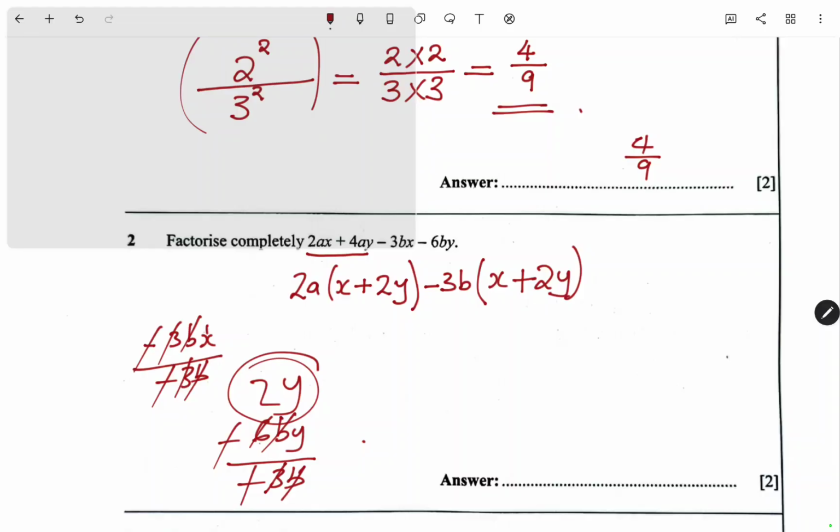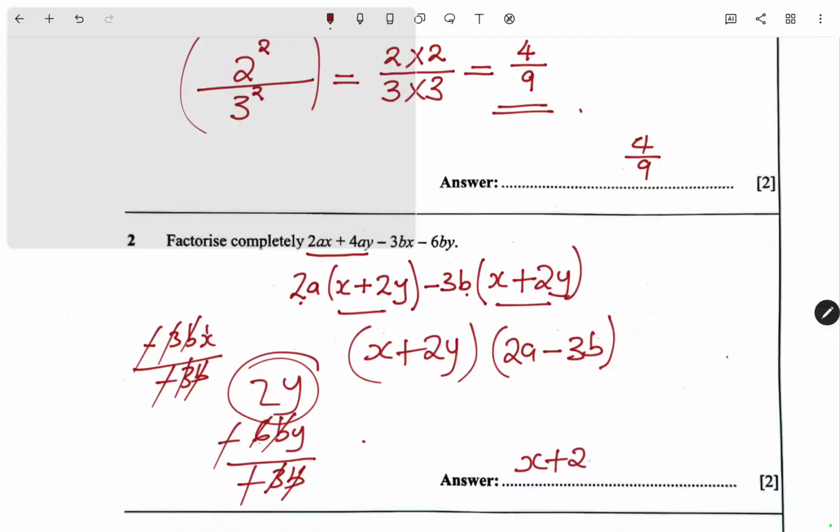Now, you observe something here. This and this, they are the same. So we can factor them out. We're going to have x plus 2y. Then we can now add 2a plus this one, so it will be minus 3b. So just factor out what is common. Then you also get this, add to this one. So the factorization of that guy is x plus 2y, 2a minus 3b. That's all. Okay.